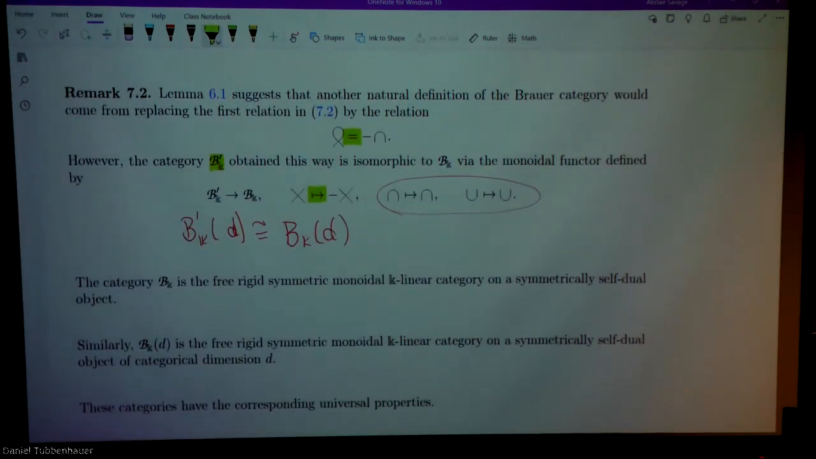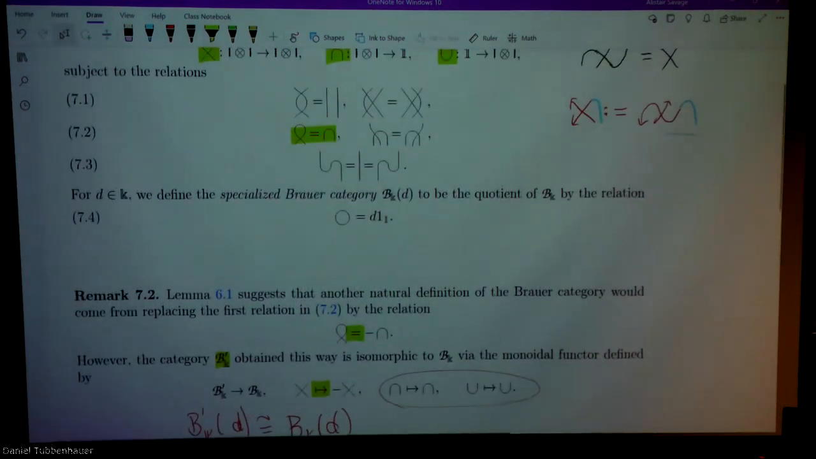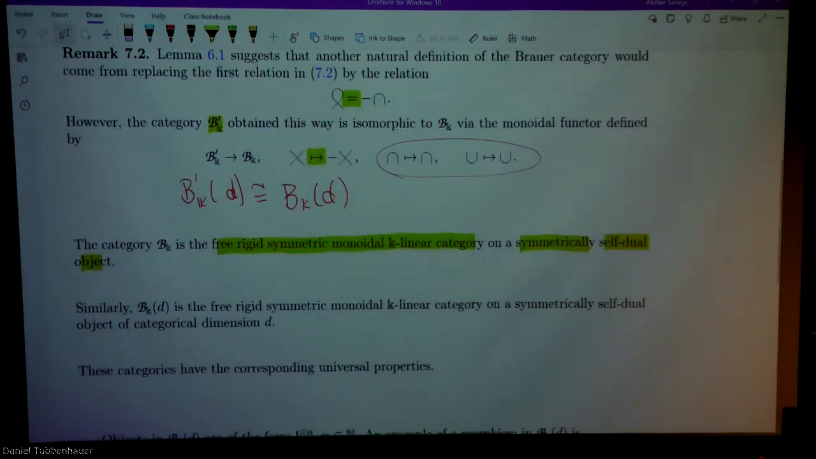Okay, so this category has a universal property. It's the free, rigid, symmetric, monoidal, k-linear category. It's almost on a self-dual object, but let's say symmetrically self-dual. That's this relation right here, that the duality has the symmetry property that if you put a crossing underneath the cap that you get back the cap, rather than the other choice where we take the negative sign there. And if you take the specialized version, same universal property, except you add on a object of categorical dimension D.